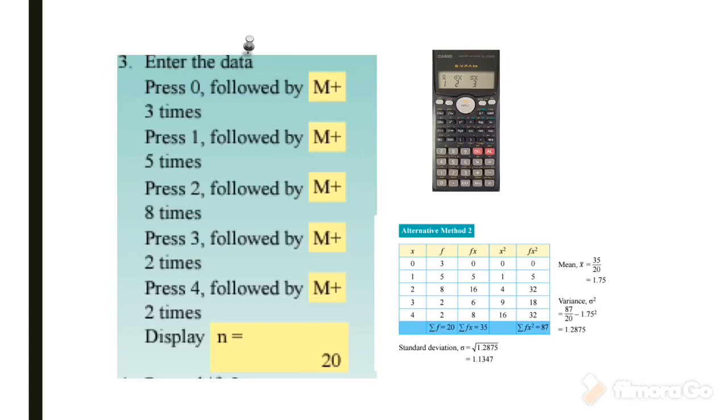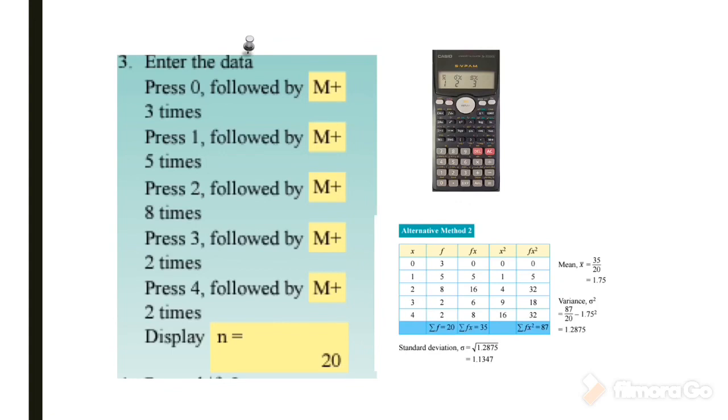By referring to the frequency table given, you have to key in 0, 3 times, because the frequency is 3. How do you key in 3 times? You press 0, then you press M plus 3 times, followed by 1, and then M plus 5 times. You will see your calculator display n equal to 8, the cumulative frequency. Then after that, you press 2, followed by M plus 8 times, because the frequency of 2 is 8. You have to key in until your cumulative frequency is 3 plus 5 plus 8, so 16.